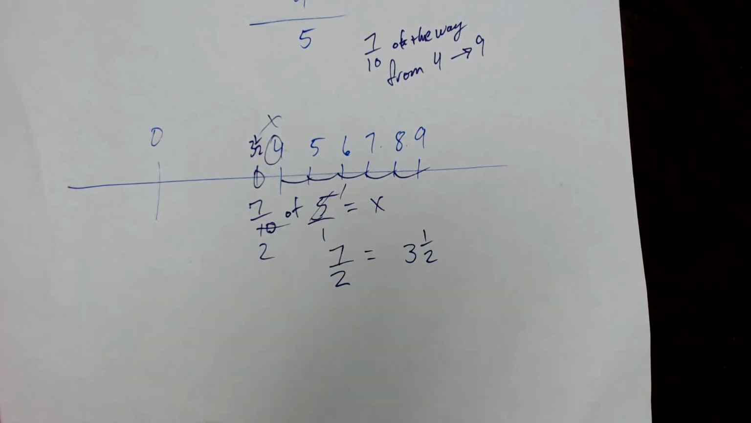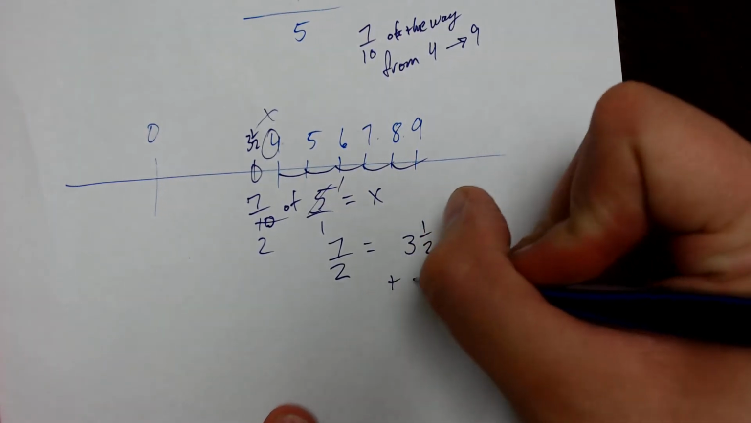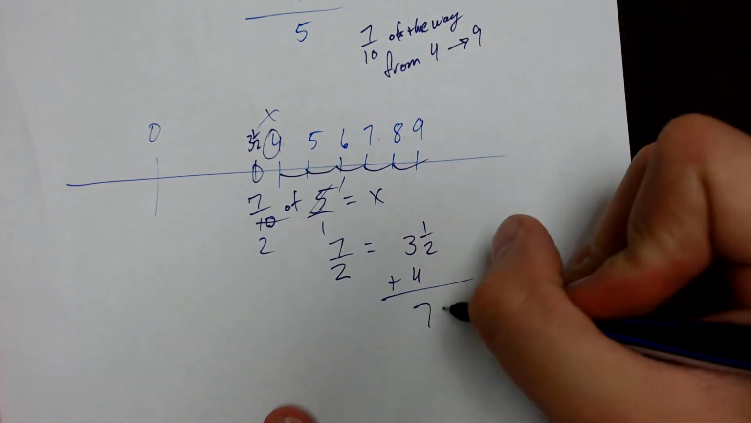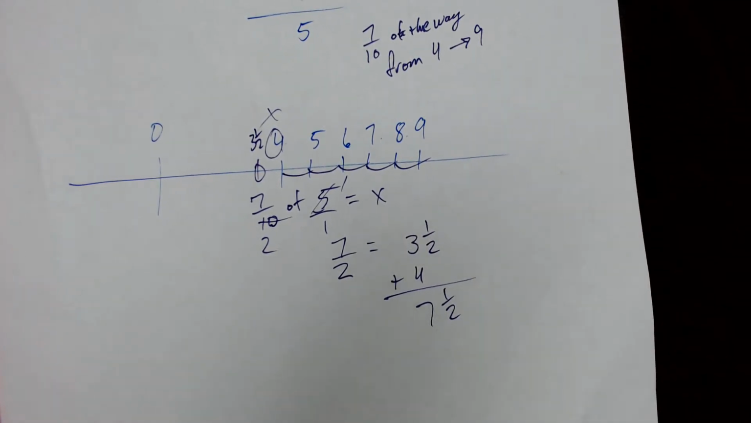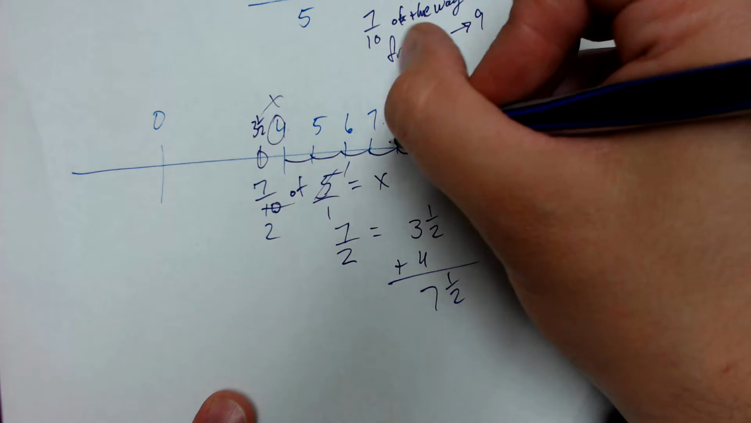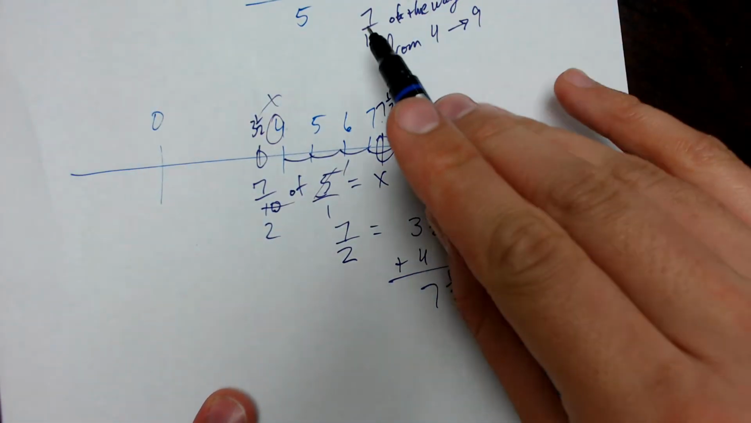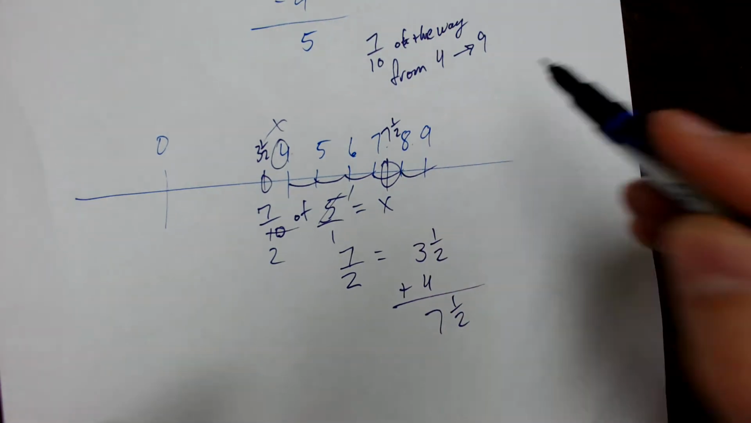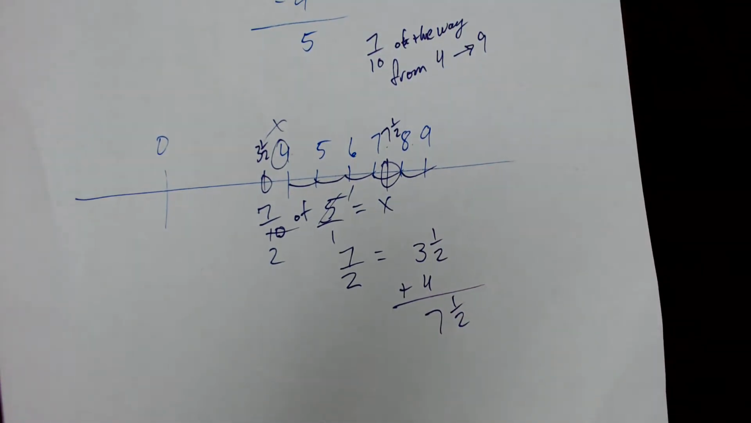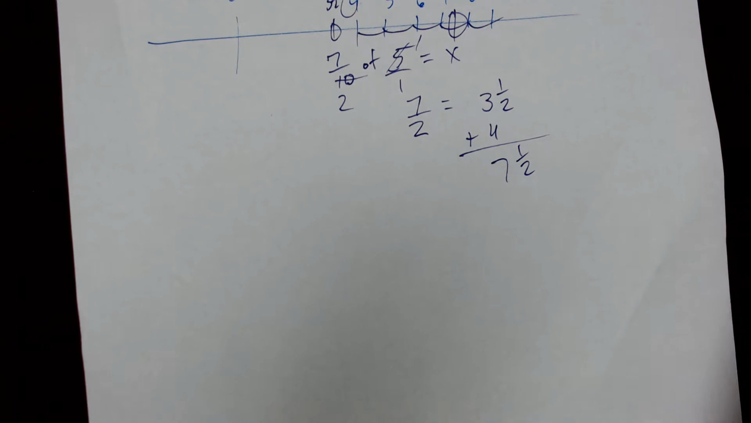So you have to go back to your starting number. You take this, you add it to your starting number. So that gives me 7 1/2, which means to me that right here, 7 1/2 is 7/10 of the way from 4 to 9. Okay, that's my example. Let's put this into practice with a practice problem.